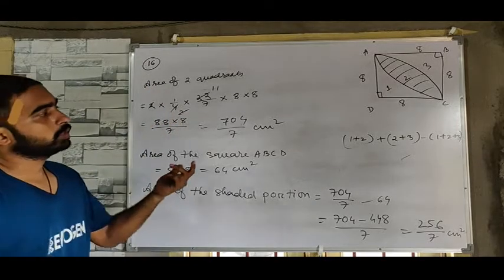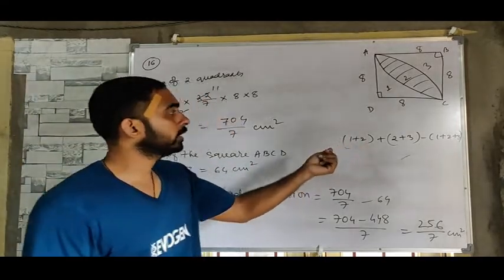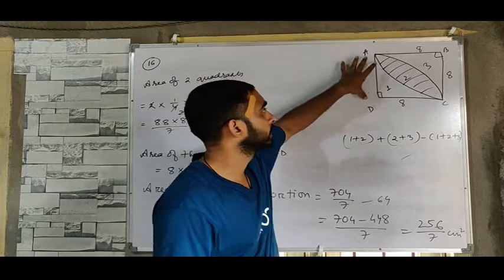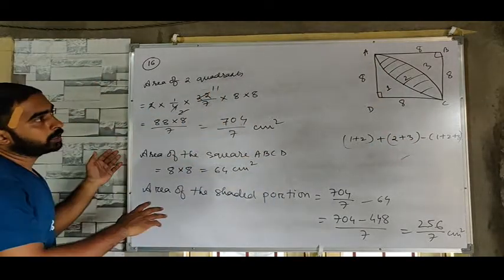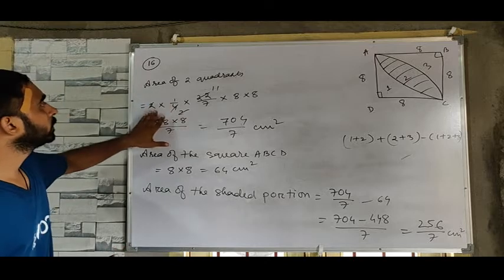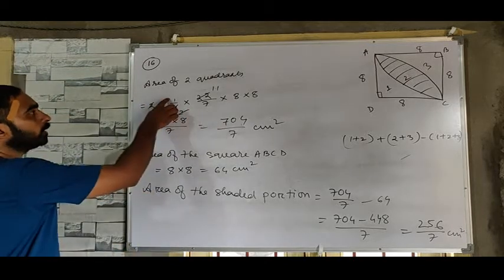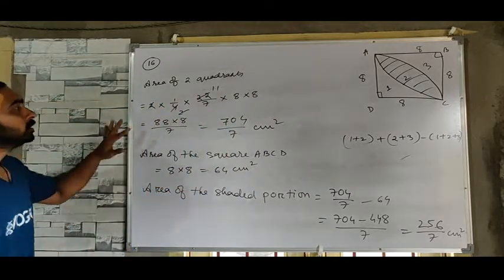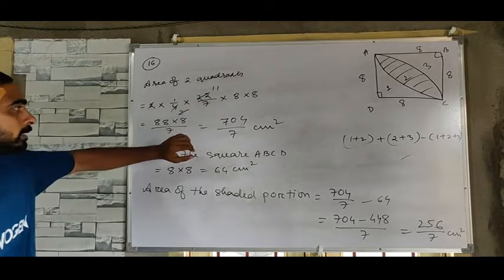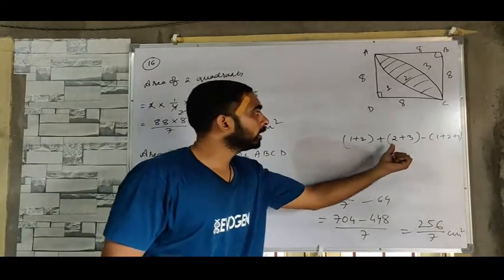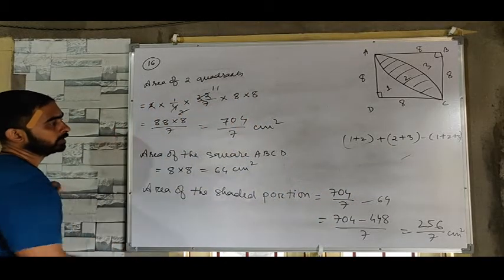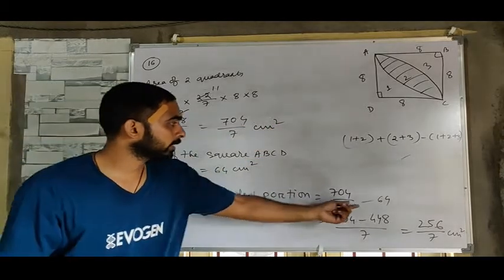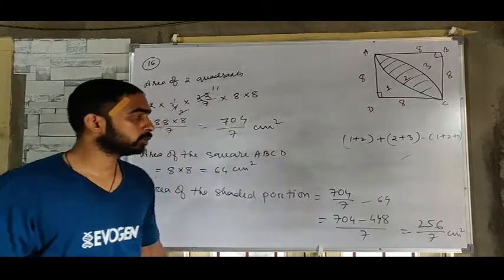Understood? First of all, we have to find the value of 1 plus 2, which means 1 quadrant, then 2 plus 3, the second quadrant, and in both the quadrants the radius is 8. That's why the area of two quadrants equals 2 into the area of one quadrant. Area of quadrant equals 1 by 4 pi r square. After doing the calculation, we got the value 704 by 7, which is the summation of the areas of 1 plus 2 and 2 plus 3. Then the area of the square ABCD, that is 1 plus 2 plus 3, side times side is 64. Then subtract the area of the square from the area of two quadrants, that is 256 by 7.